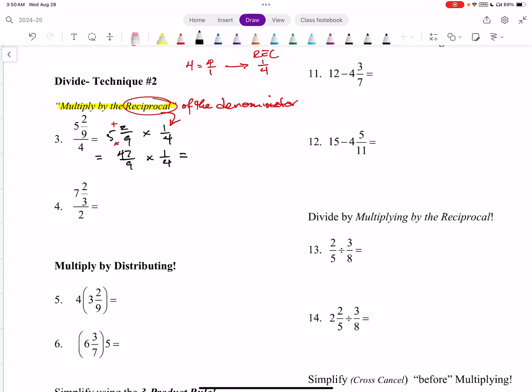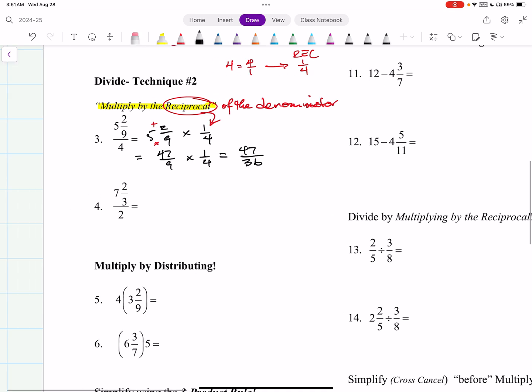Okay, when you multiply fractions, you multiply the numerators. 47 times 1 is 47. 9 times 4 is 36. All right, and then you go back to basics. 47 divided by 36 divides one time. 1 times 36 is 36, and then you subtract to get the remainder, and when you subtract, you get 11. So this is equal to 1 and 11/36.